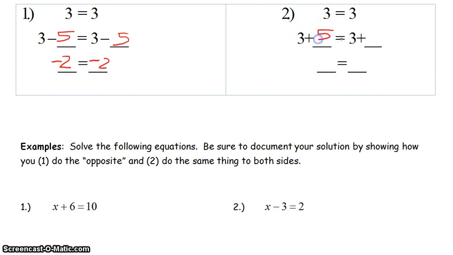So we will put 5 here and 5 here. We added 5 to both sides of the equation. 3 plus 5 is 8, and 3 plus 5 is 8. So this equation is still true.